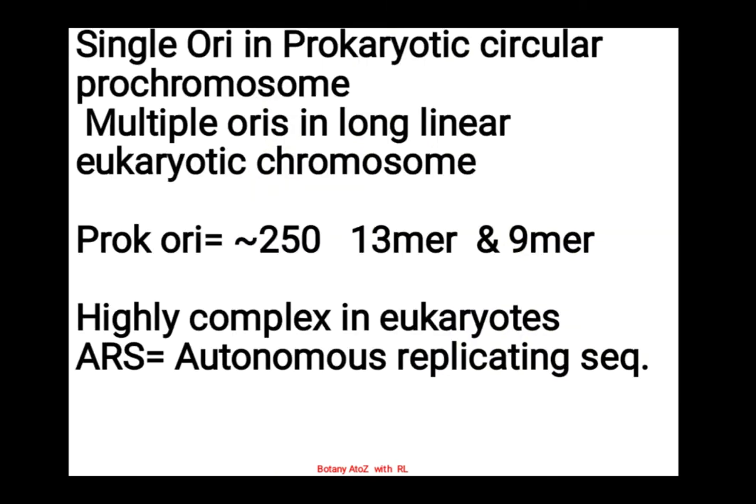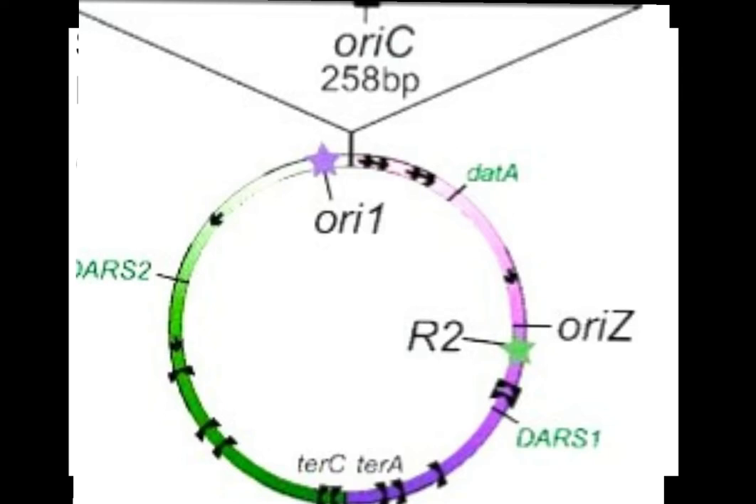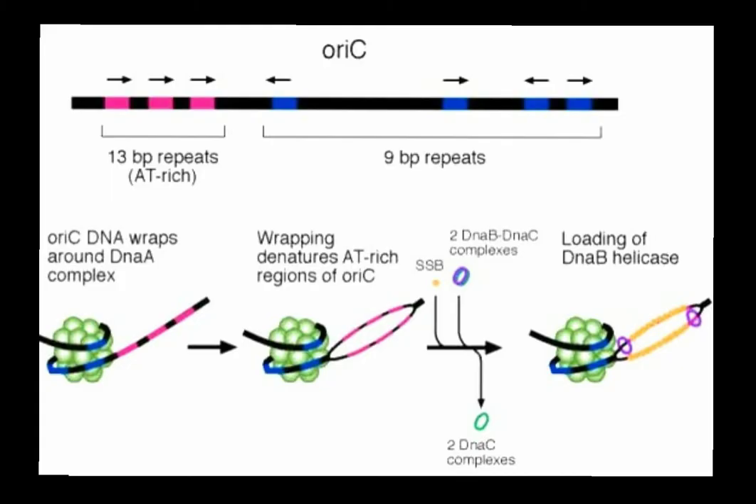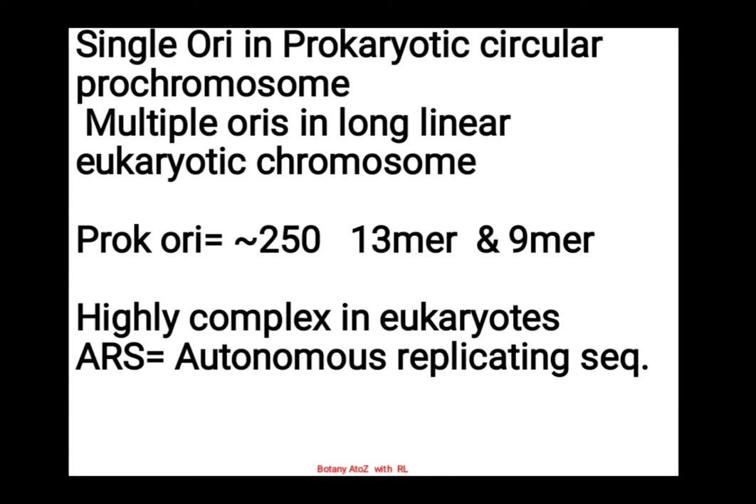The single ORI in bacteria is usually about 250 base pairs long. For example, in Escherichia coli, it is about 258 base pairs, and it comprises 13-nucleotide-long repeats called 13-mers, many repeats of these 13-mers, and other repeats called 9-mers. These 13-mers are usually AT rich. It is at these repeats that the replication machinery enzymes get bound.